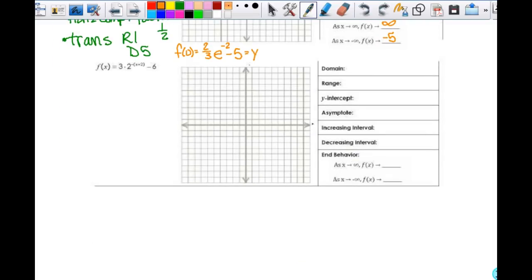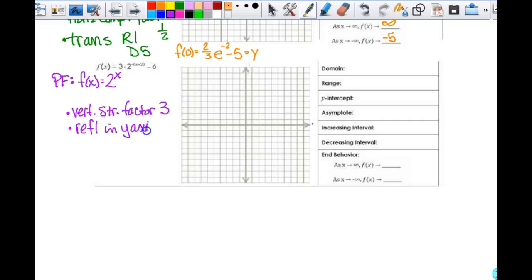Okay, let's look at this third one. So I'm going to first write my parent function, still an exponential. So f of x is equal to 2 to the x power. My transformations: I have a vertical stretch by a factor of 3. This negative is going to be a reflection in the y-axis. And then I'm going to translate left 2, and down 6. So I have a horizontal asymptote, go down 6, so 1, 2, 3, 4, 5, 6, right here.